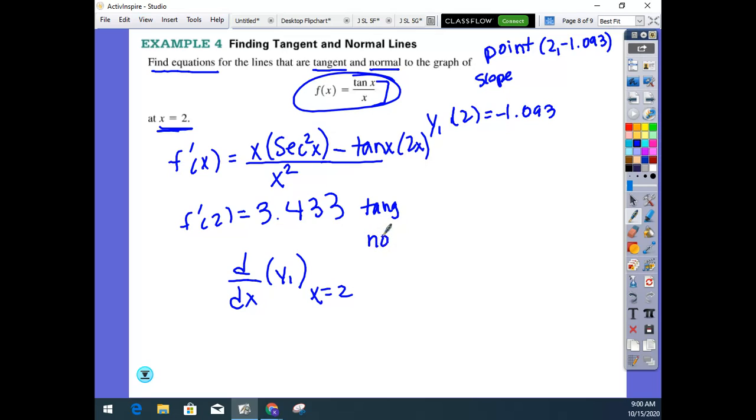Remember, what's our normal? Opposite reciprocal. So then go to the calculator. You're going to push x to the negative 1 right below the math button. And we need to make it negative because our tangent is positive. When you hit that x to the negative 1, it finds the reciprocal. So then we've got our point and both our slopes. Now we just write our equations.